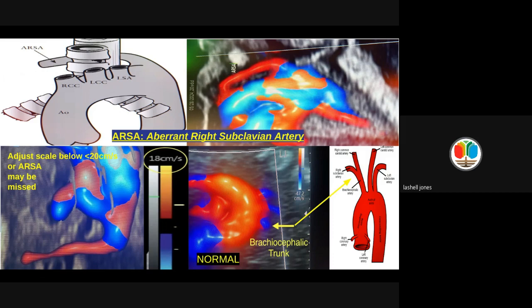Now, this can be a tricky diagnosis because if your scale is high, you can possibly miss this. So definitely lower your color scale when you're trying to rule this out, less than 20 in order to properly pick this up. That's just a tip here. You can see different variations of it. That flow is heading towards the right shoulder, so that's why it's opposite. But very, very important to pick up.